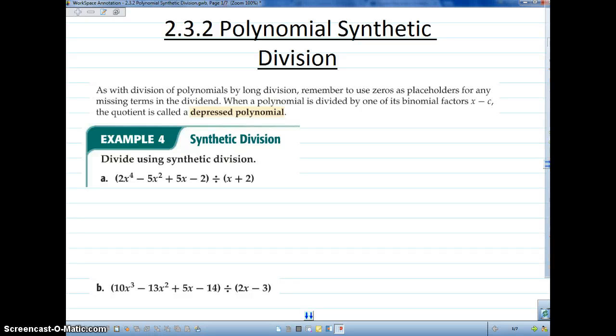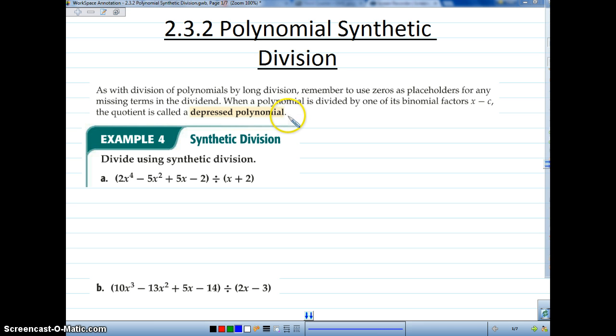Alright, today's lesson is on Chapter 2, Section 3. We are learning polynomial synthetic division. Synthetic division is a shorter, generally faster way of dividing polynomials by their factors. There are some limitations to when we can use synthetic division, but for the most part, if you're looking for rational factors to polynomials, it's the fastest and most efficient way of doing it.